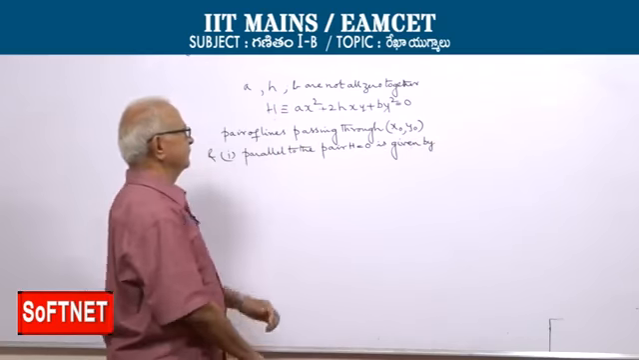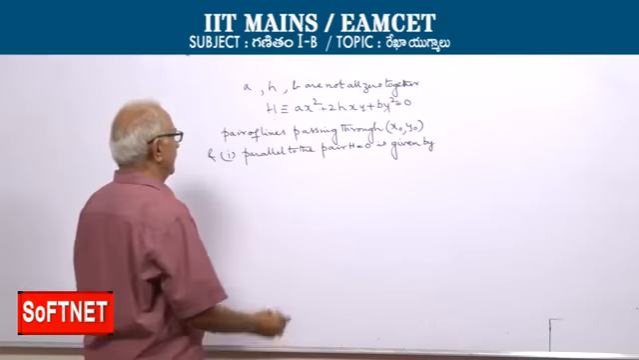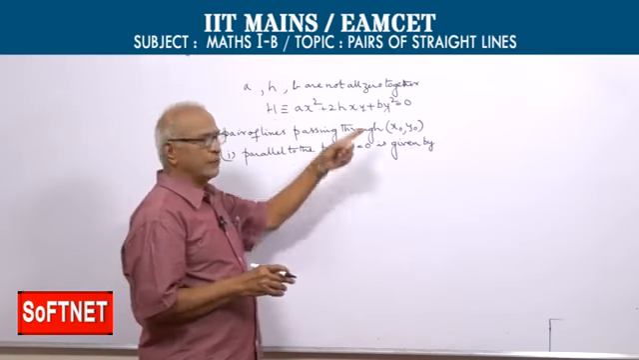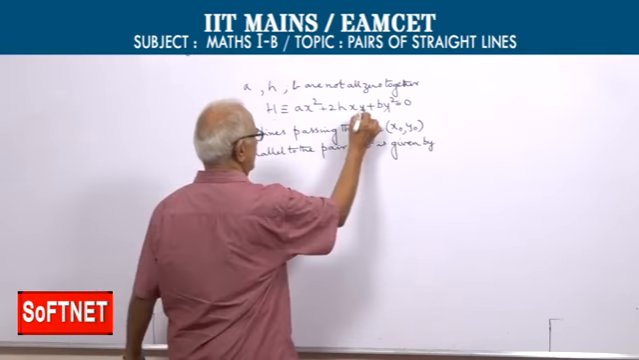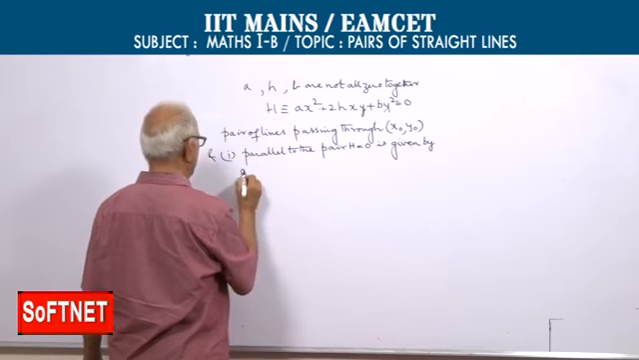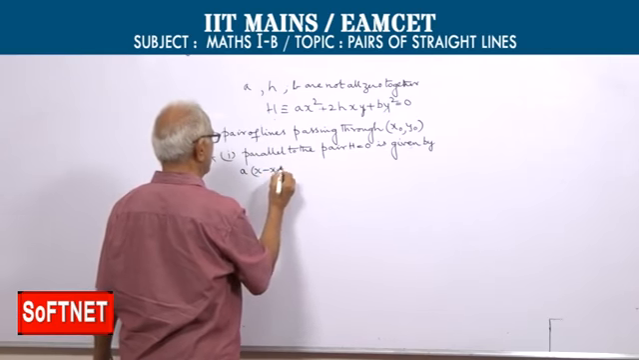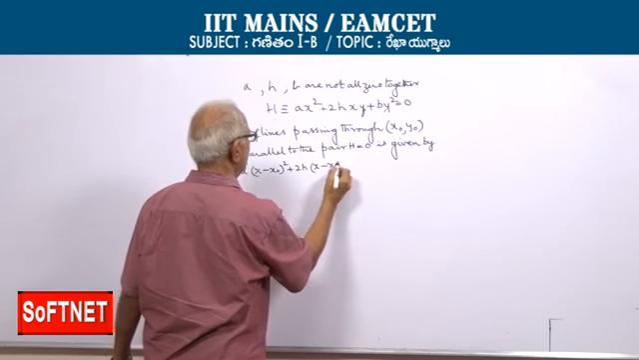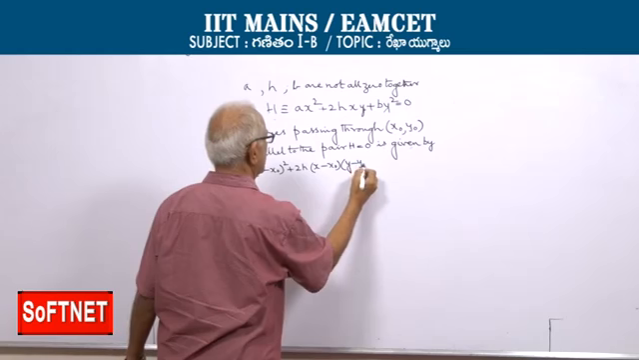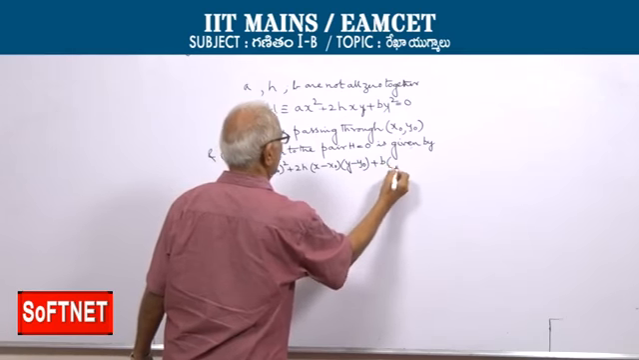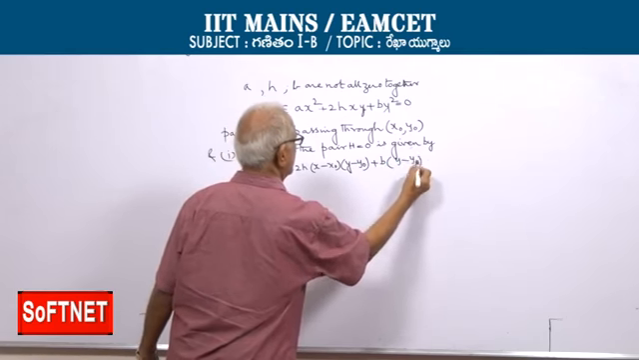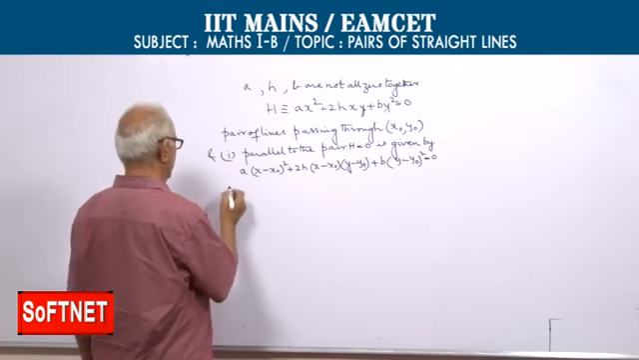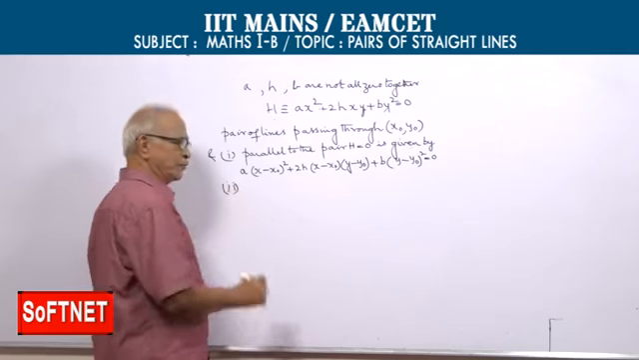Is given by, well, simply what you require is replace x by x minus x naught and y by y minus y naught in the equation. That is all what you require. A into x minus x naught whole square plus 2h into x minus x naught into y minus y naught plus b into y minus y naught whole square equal to 0. Well, the second one, which is very important, several times you find these questions appearing in the previous MSET papers.